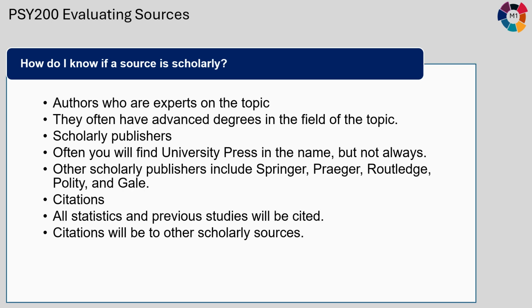Authors should be experts on the topic. They may have advanced degrees in the field of the topic. It could be a scholarly publication like a university press, or bigger journals like Springer, Routledge, Gale, all of those. Are there citations, like we mentioned earlier? And then all statistics should be referenced, and anytime they're mentioning previous studies, those should be referenced. And citations should be to other scholarly sources.